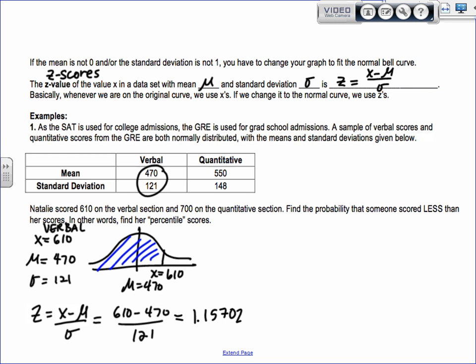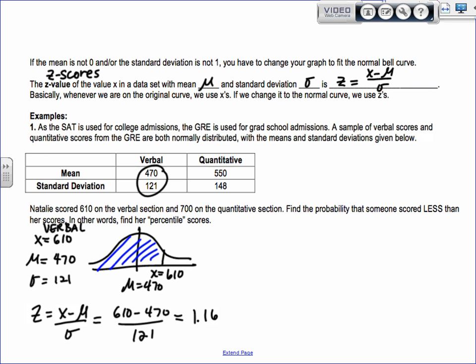How many decimals should I keep? Three usually in this problem. Two. Why do you say two, Chloe? Because the chart only has two, right? So we're going to use two. We're going to make it 1.16. We're going to round up. You round however it would round. If it rounds down, round down. If it rounds up, round up.